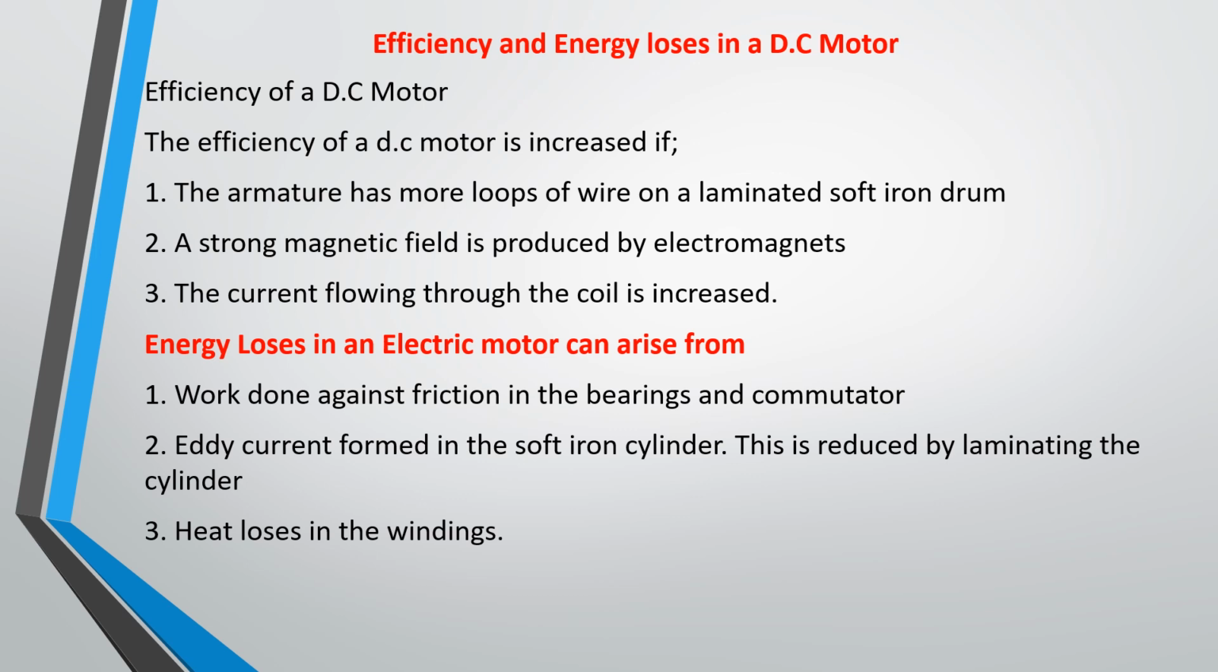Okay, now while the machine is working, there are also energy losses. One area where the machine loses energy is work done against friction in the bearings and commutators. As the machine is rotating, with time, those areas of the bearing will start to get hot. So the work done against friction can make it lose energy.